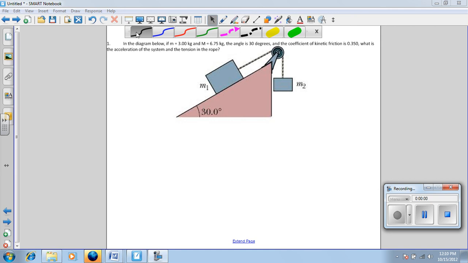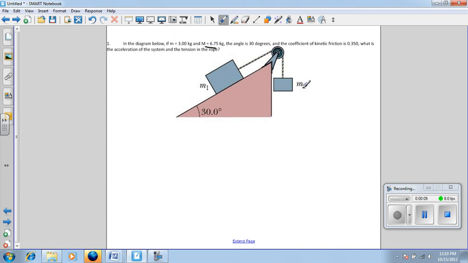This is probably the hardest problem in the problem set here, because it has an inclined plane, pulley, friction, everything. By the way, this is supposed to be M2 right here, the 6.75. So the free body diagram on this force here is the weight of this hanging mass. And remember, with pulleys, it bends the axis. So we're going to call this the positive x direction.